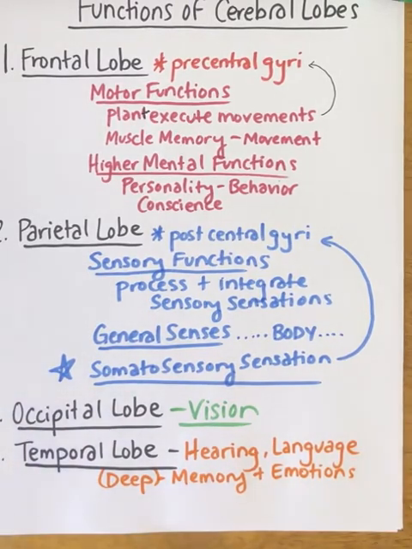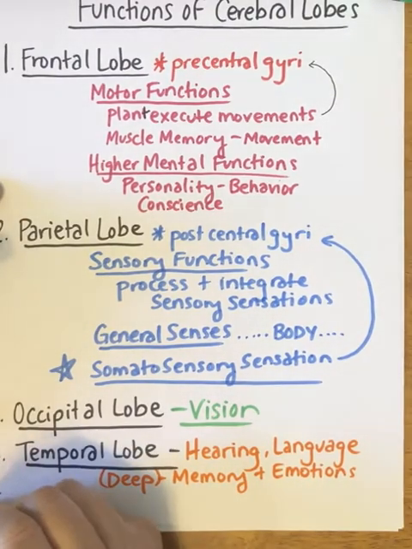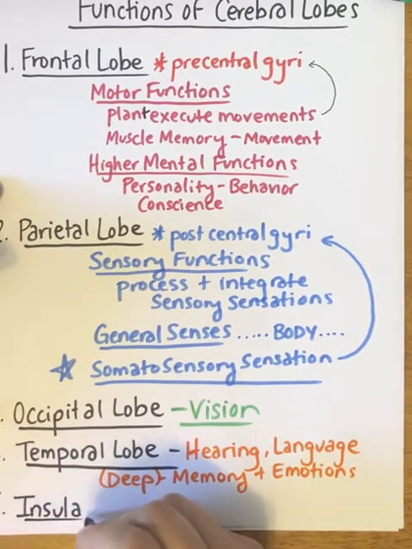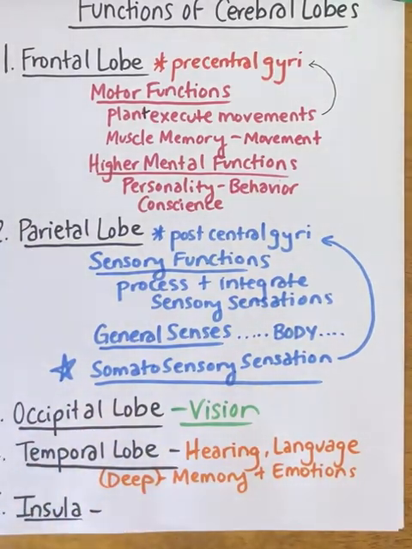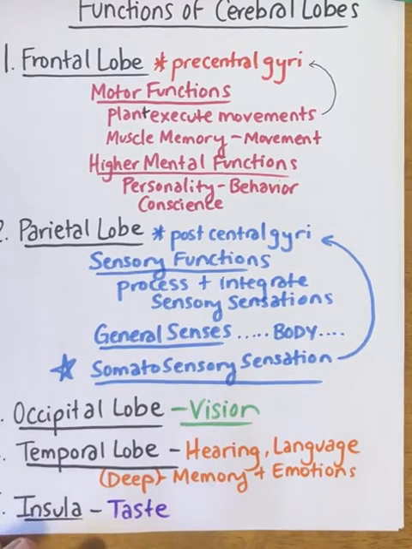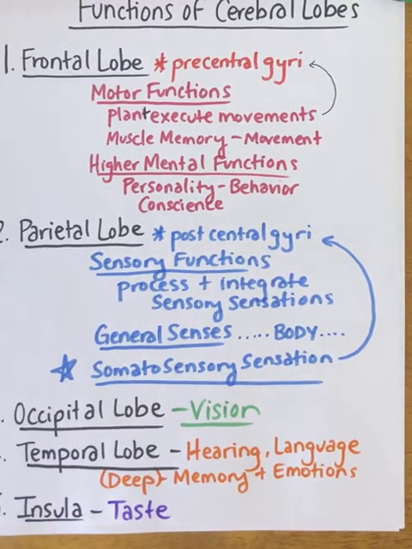And then the fifth one is your insula, which is deep, which we can never see on my models that I brought home. Now, I do have other models at the lab, which I'm not able to get. The insula is involved with taste. So your taste is in your insula. So these are the functions of our cerebral lobes.